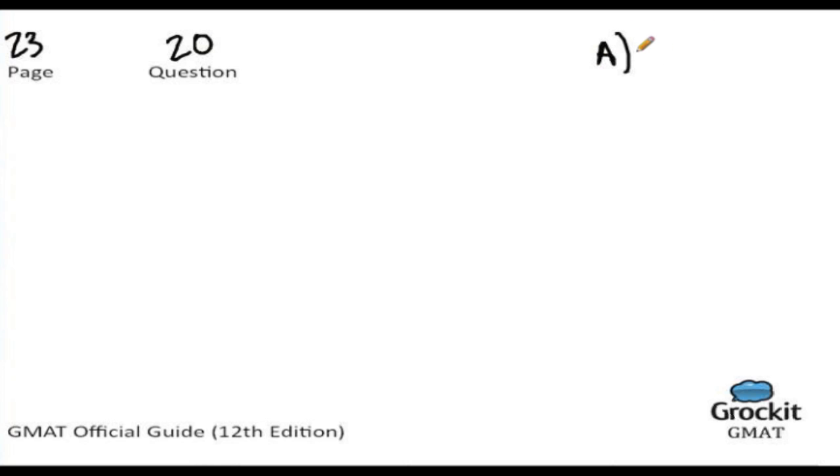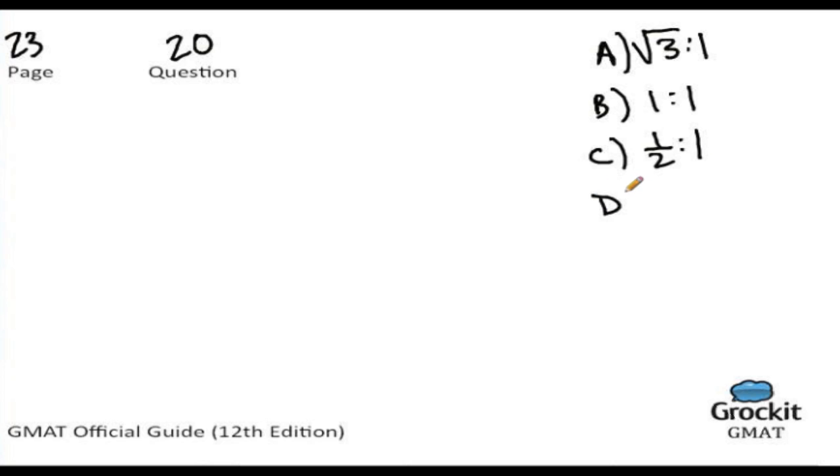A, the ratio is the square root of 3 to 1. B, it's 1 to 1. C, 1/2 to 1. D, square root of 2 to 1. And E, 2 to 1.